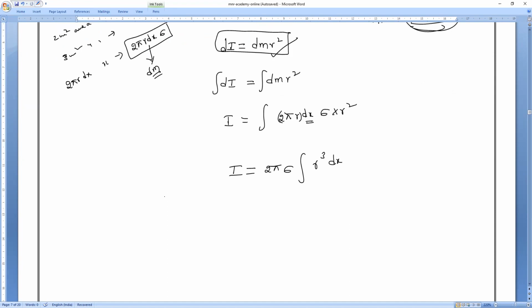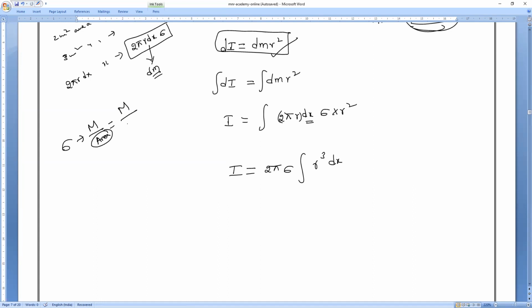Let us replace the sigma first. What do you mean by sigma? Mass per unit area. Am I right or wrong? Please respond, all of you. So what is the area of a cone? The area of a cone formula, what you all studied, tell me.